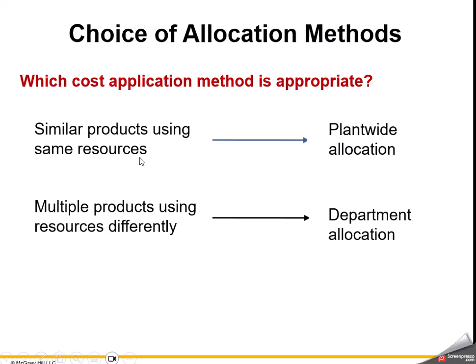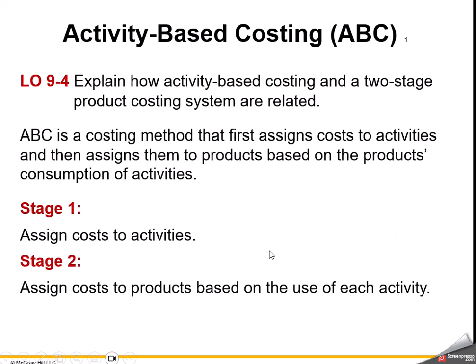So again, if we have similar products using all the same resources, all the same departments, plant-wide allocation is going to be fine. If we have multiple products that maybe don't use the resources at the same level, so maybe the one uses the assembly, but the packing's super easy. The other one has maybe way more assembly, and they're both packaged equally. I mean, if it's something like that, we're going to want to separate those.